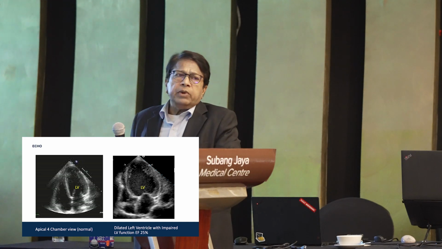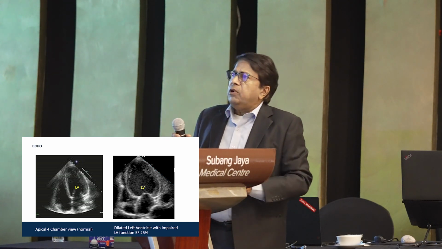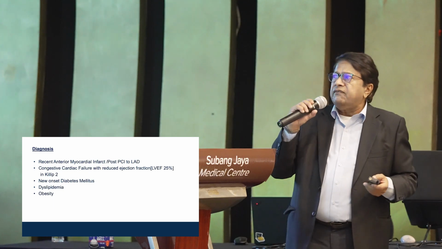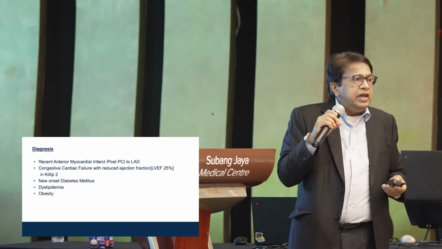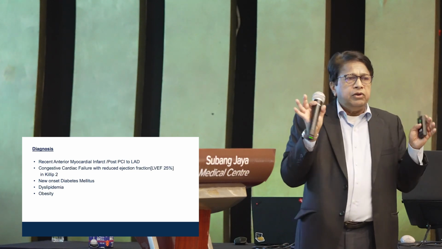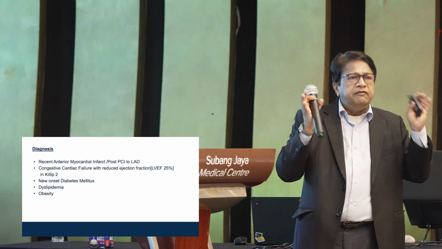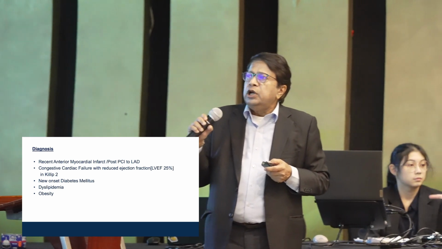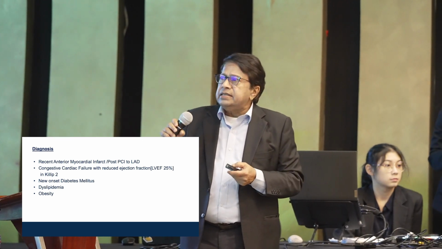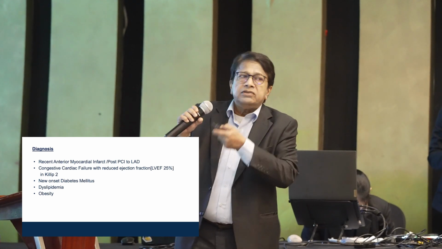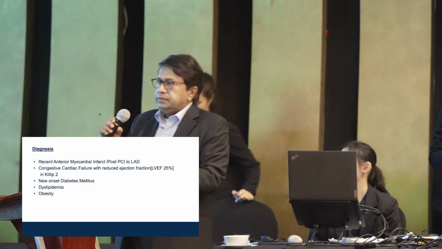So now you're dealing with a recent anterior wall infarct, post-PCI to the LAD, congestive cardiac failure with reduced EF, ejection fraction 25%. Right? Remember, our usual ejection fractions are about 55 to 75. Here it is about 25% in CLIP 2, with new onset diabetes, dyslipidemia, and obesity. So all his risk factors are all here.